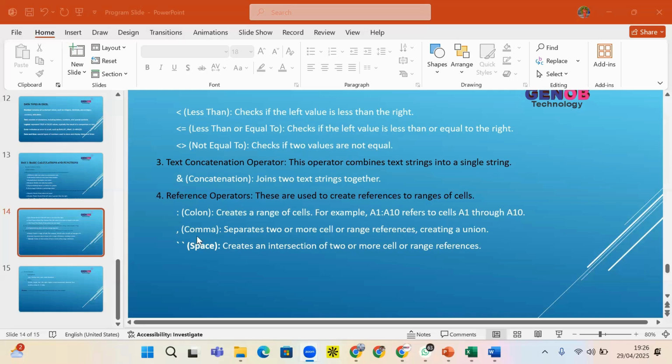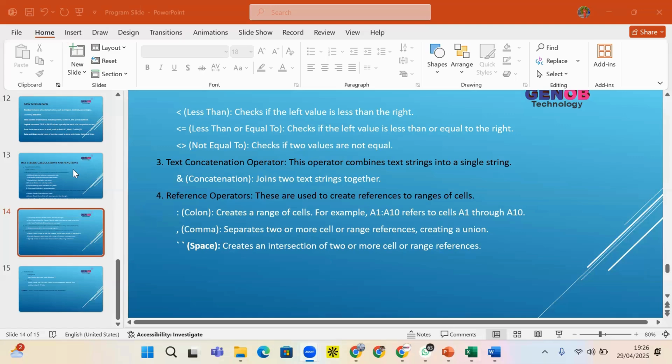All right, so we have comma. The comma separates two or more cell or range references, right? Create a union. We have space, which creates an intersection of two or more cell or range references.